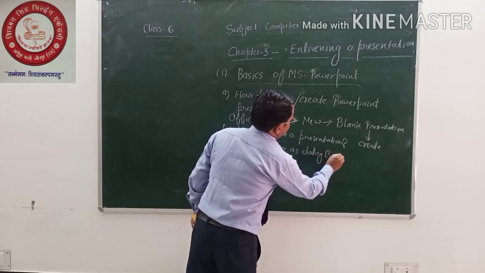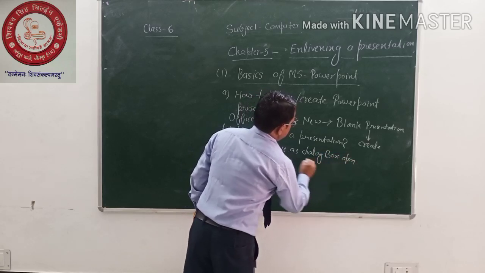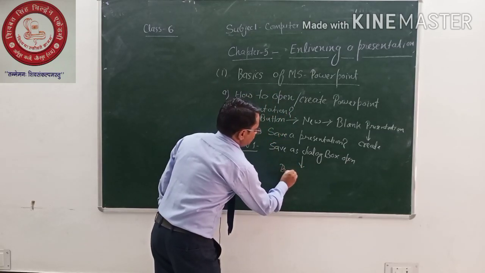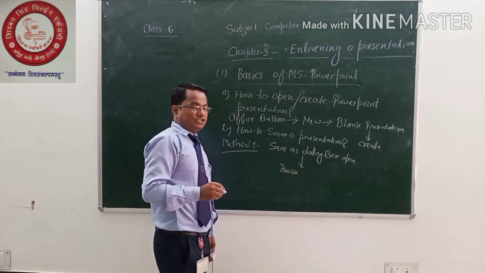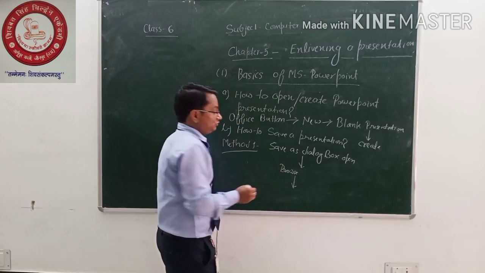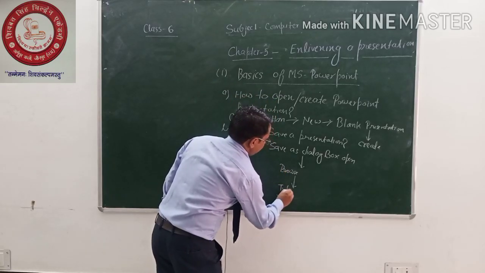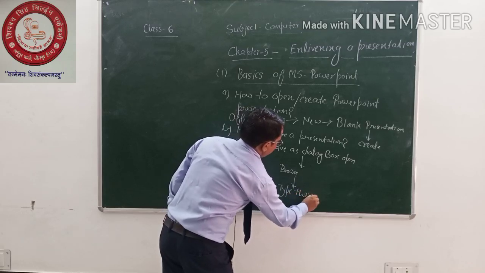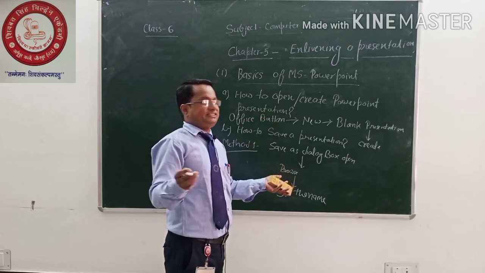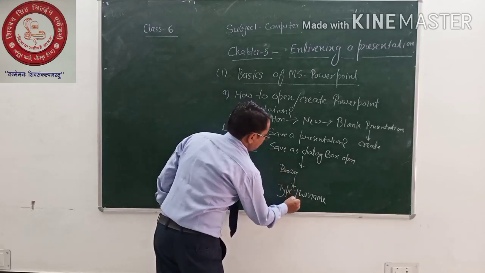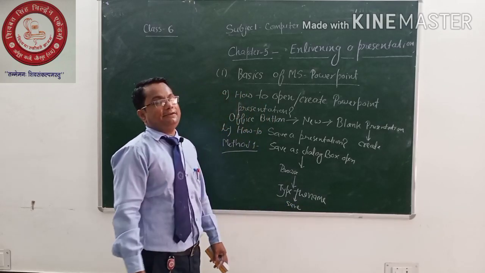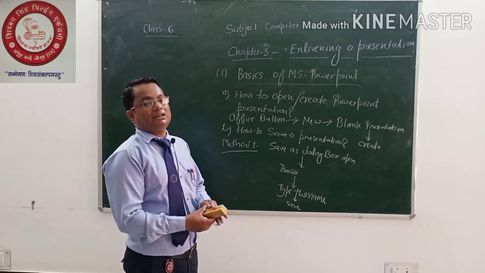In the Save As dialog box, you have to do two things. First of all, browse the location to save your file, and finally type the name of your file, whatever name you want to give to that file. And the last step is to click on the save button. This is method number 1.